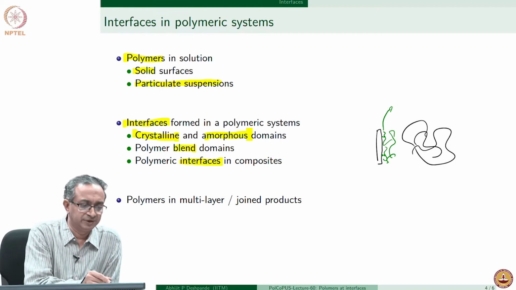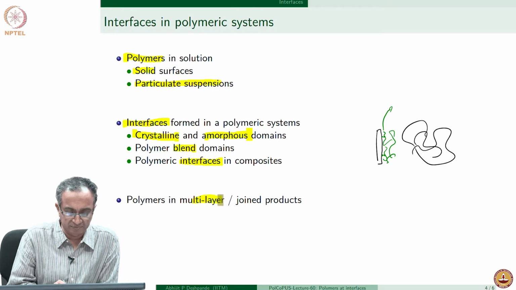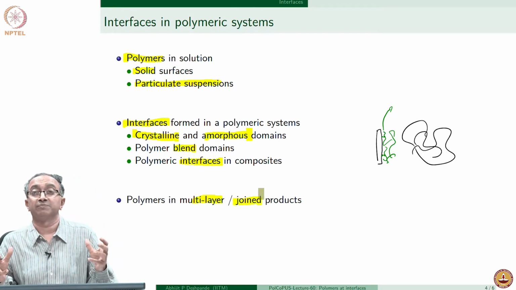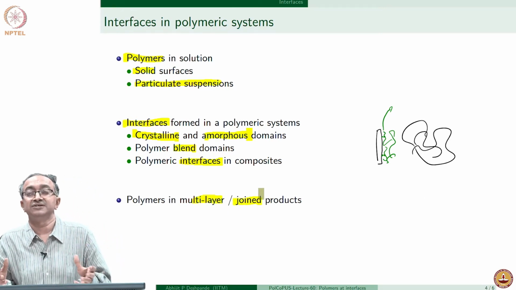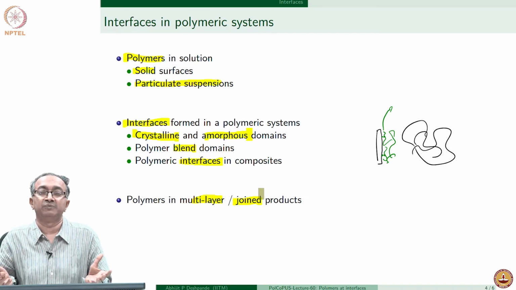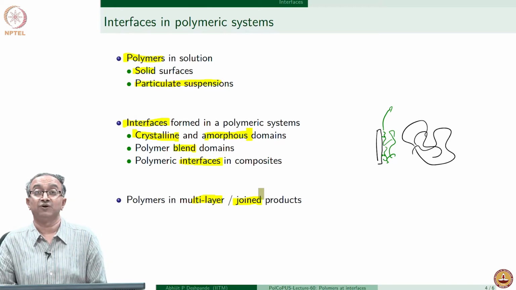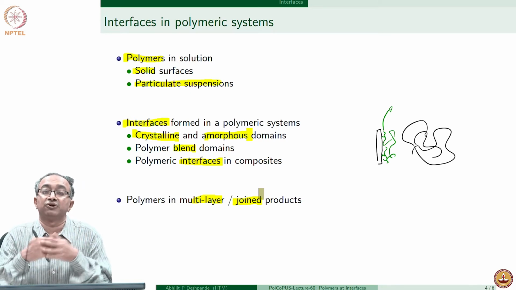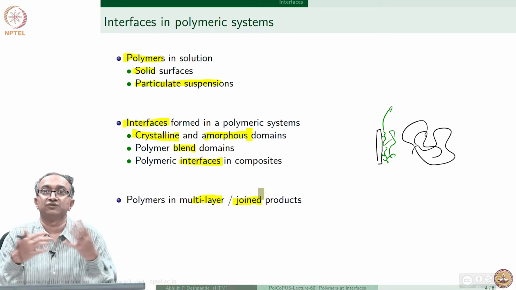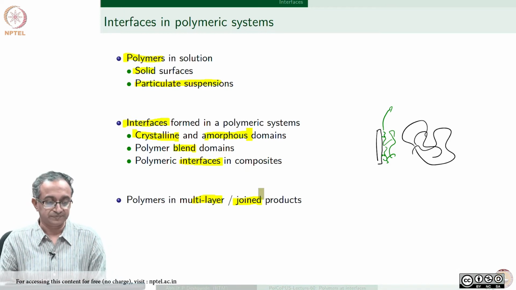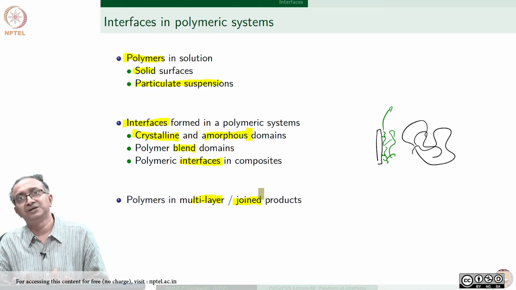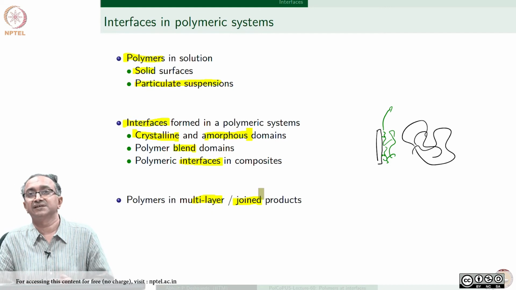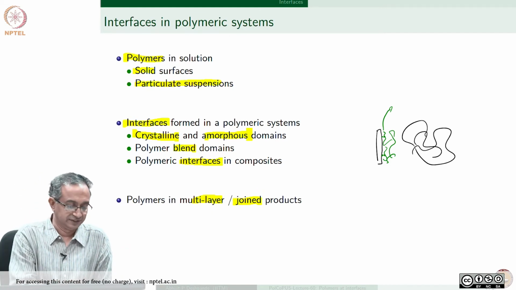And of course, many times we will have a multi-layer product by design itself, or polymer may be joined with other materials, which could be polymeric or non-polymeric, to form a component or to form an overall device. So, in this case, of course, interfaces are involved, because by definition, in heterogeneous materials, different materials are bonded together or layered together to form the overall device. So, you can see that macromolecules are at interfaces in a variety of different ways.